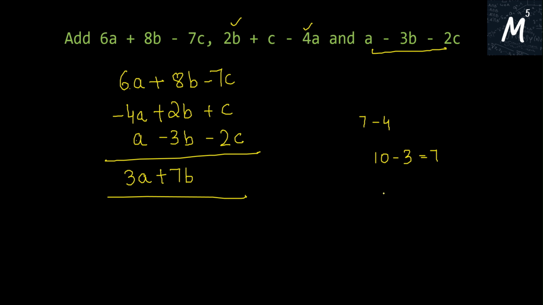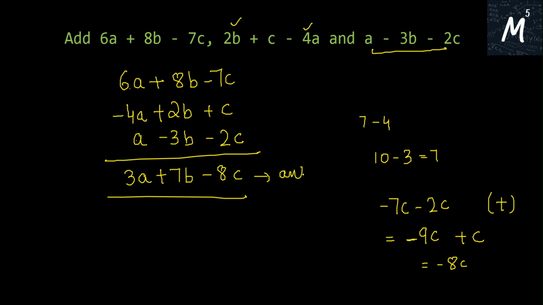Next, here we have two minus terms: minus 7c and minus 2c. So let us solve them first. We know minus minus is plus, so 7 plus 2 is 9, 9c. But since both are negative, the answer is also minus 9c. We are left with plus c also now. Minus 9 plus 1 is minus 8c. So this is the answer after adding all the algebraic expressions.